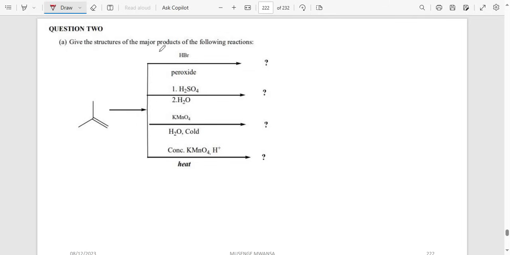Give the structures of the major products of the following reactions. Now, I've already talked about this mechanism. Look at this. You are adding HBr and then you have got a double bond. What are you going to form? We've already talked about it. We just want to write a structure. Yes. Okay, we're going to have this. Where are we going to attach the bromine? Is it at A or at B? Remember, I've got a peroxide there. At B, yes. So we're going to attach.